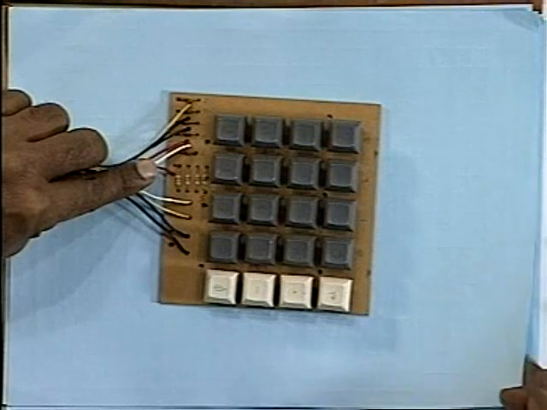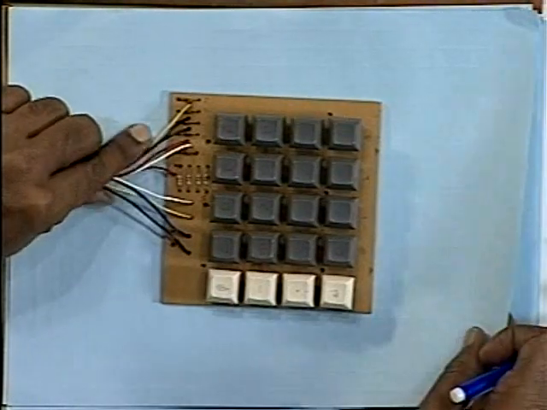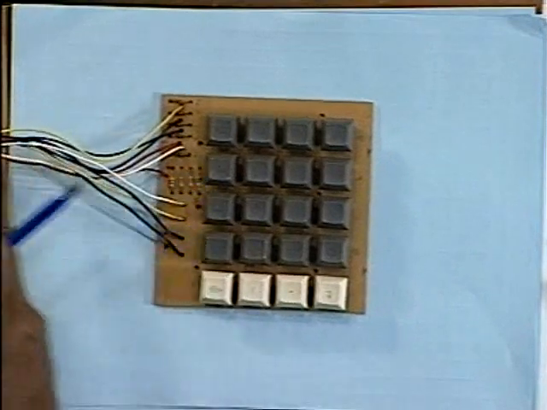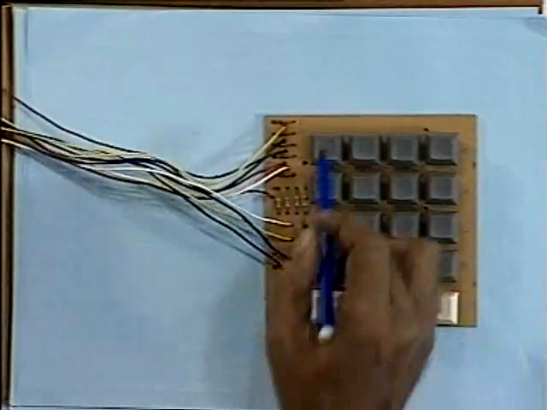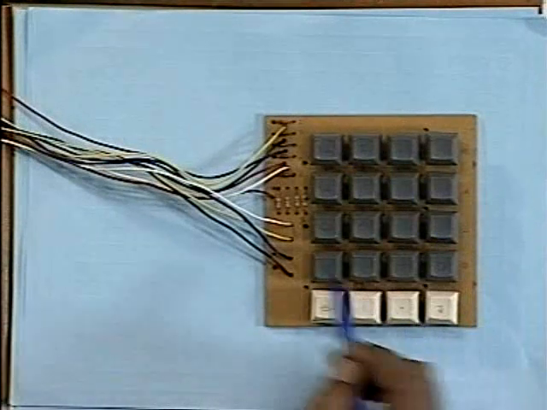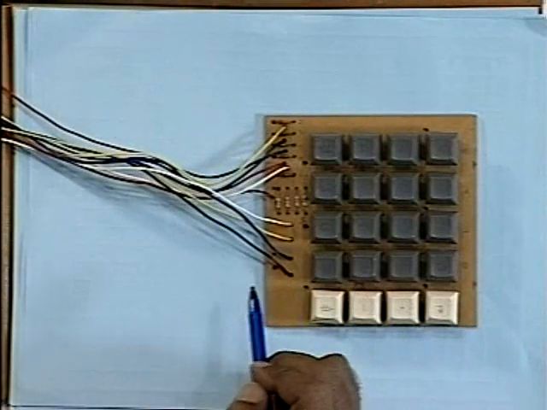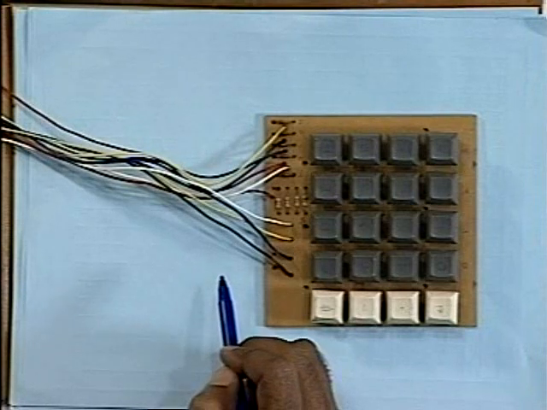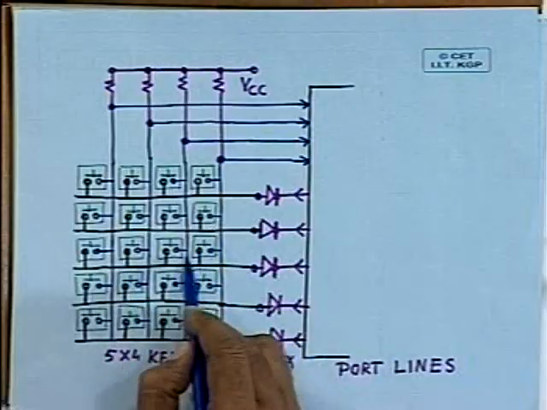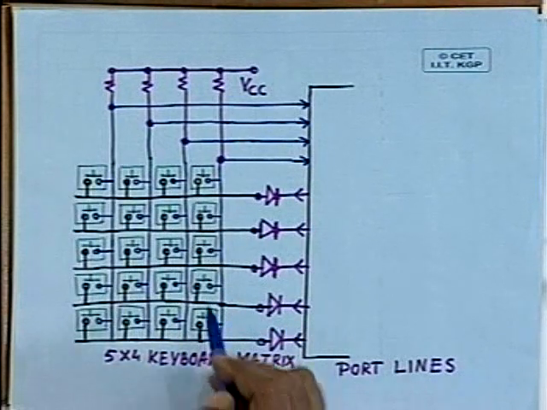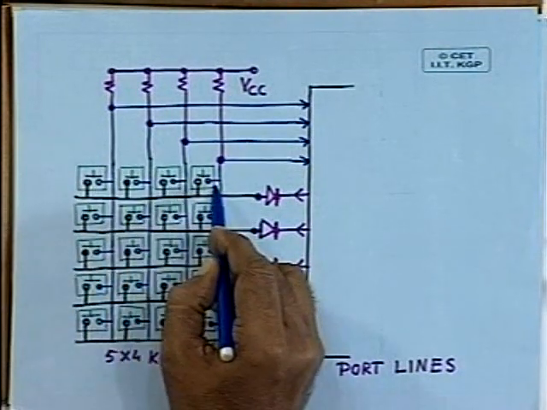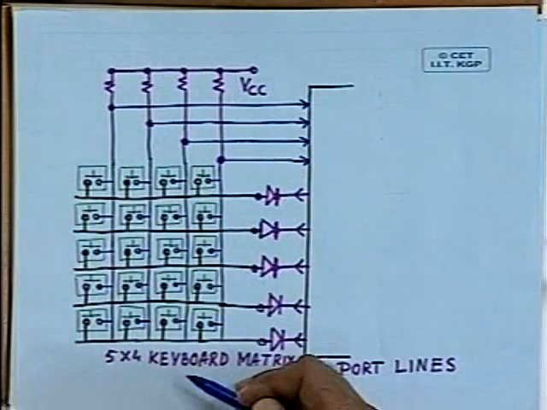Let me look at the circuit diagram of this particular keyboard that I am showing to you, and this side can be connected to the port lines. So this keyboard having 20 keys can be interfaced to a microprocessor through port lines and using these wires. Let us look at the circuit diagram of this keyboard. Here you see, as I told, there are 5 rows, and there are 4 keys in each row, so that makes 20 keys.